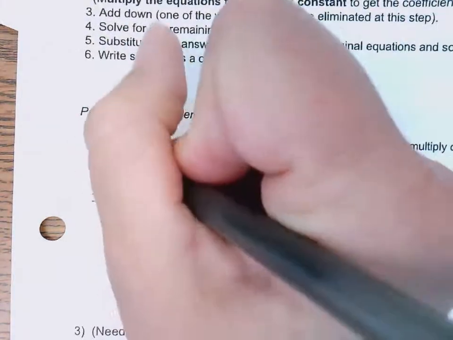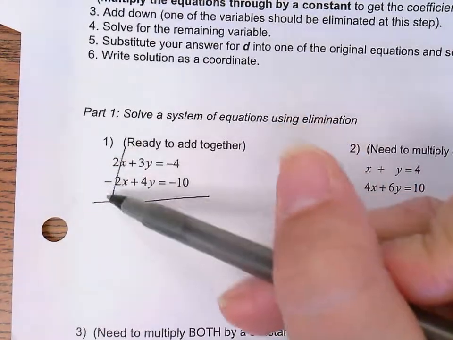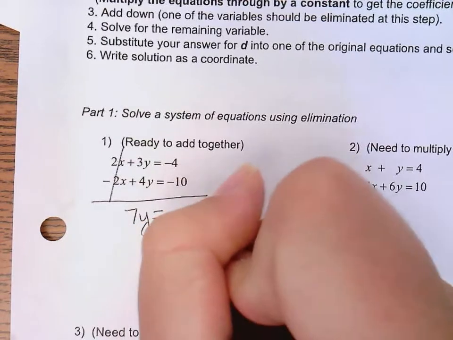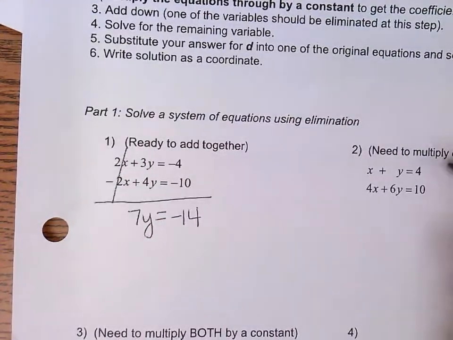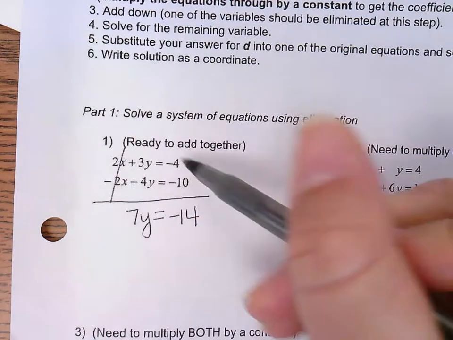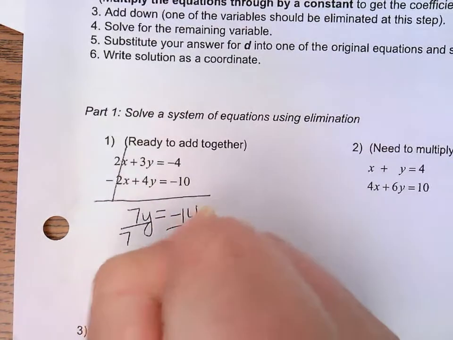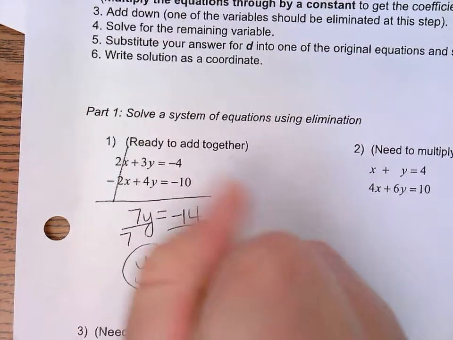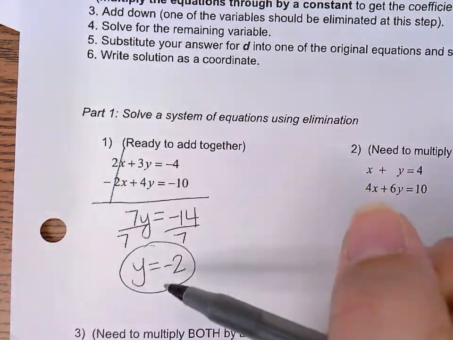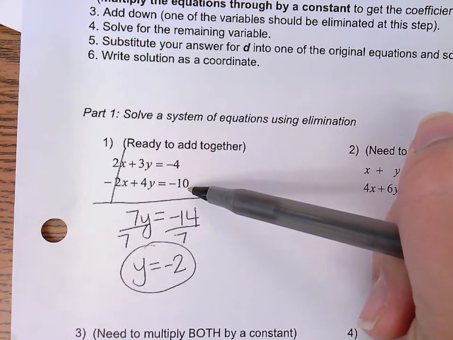So I'm going to cross out my 2x's because 2x plus negative 2x adds up to 0. I'm going to add my y's together, so I get 7y equals negative 14, because I'm adding negative 4 plus negative 10. Now I'm ready to solve for y. I'm going to divide by 7 on both sides, and I get that y equals negative 2. My next step is to plug this negative 2 into either the top equation or the bottom equation to solve for x.